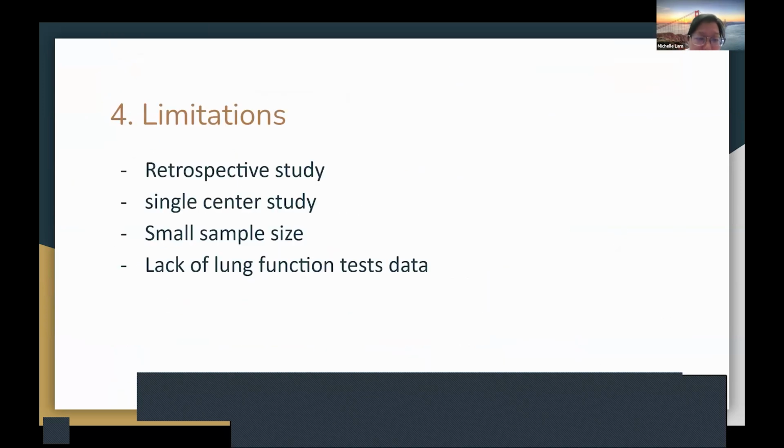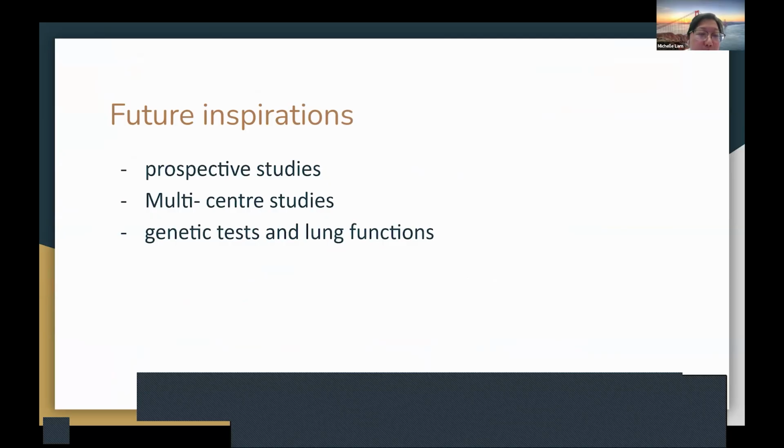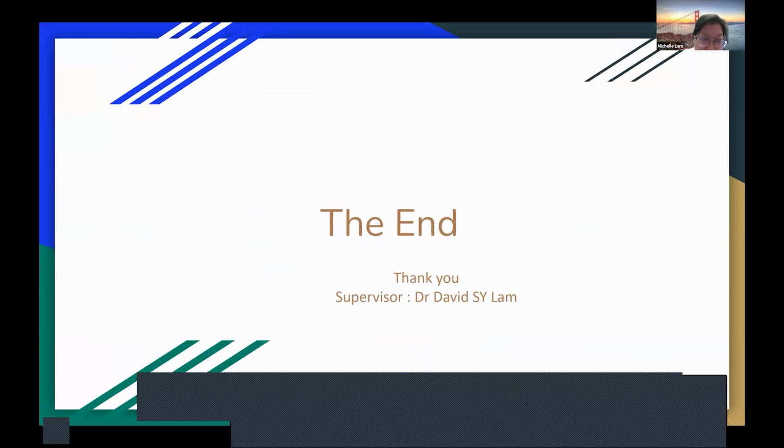So there are some limitations in our study, as this is only a retrospective single-center study with a small sample size and a lack of lung function test data to support the long-term lung function of patients having CTMs. We hope that in the future, more prospective studies can be performed in different centers with the support of genetic tests and lung functions so as to have a more detailed algorithm for this group of patients. Thank you very much, and I welcome any questions.